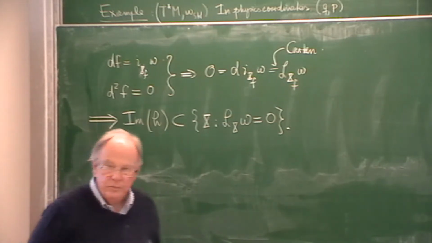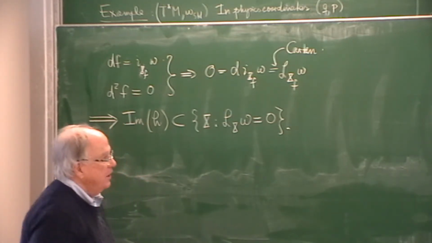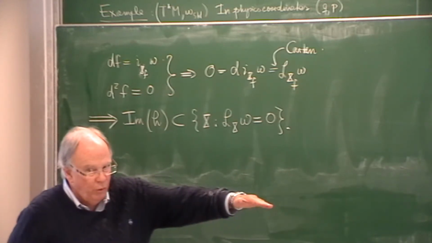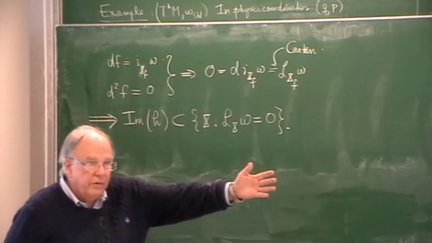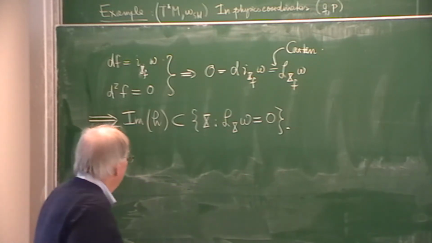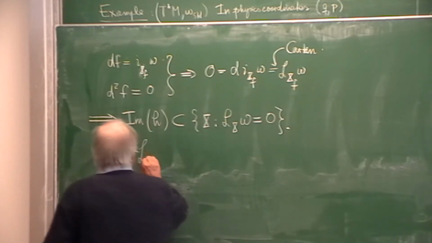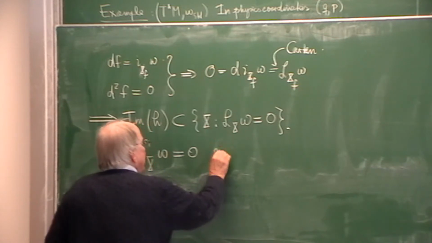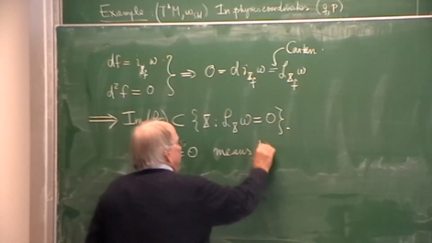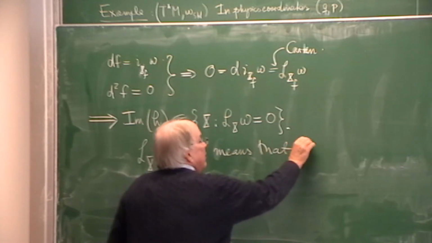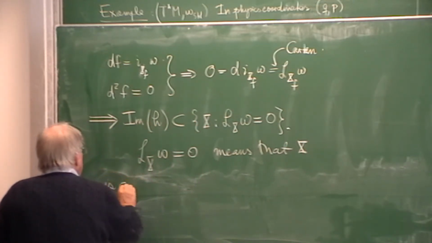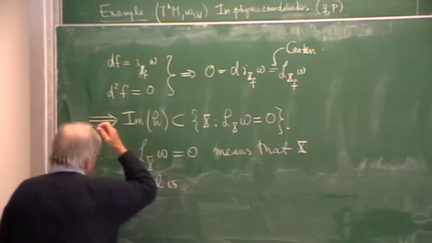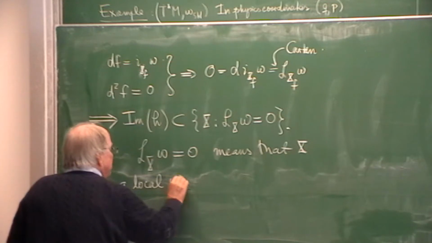Yeah? Now what's the Lie derivative? The Lie derivative says you act with the local one parameter group and take the derivative. So Lie derivative 0 means that X is a local isometry, a local symplectomorphism.